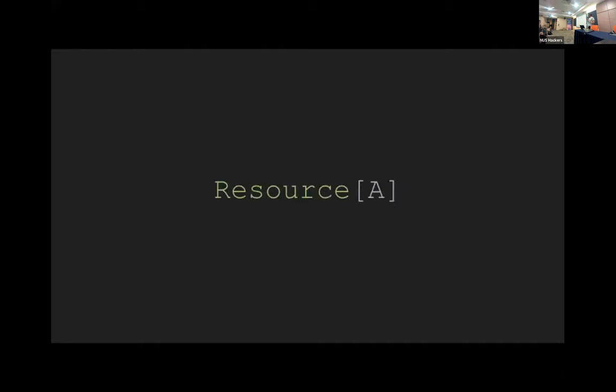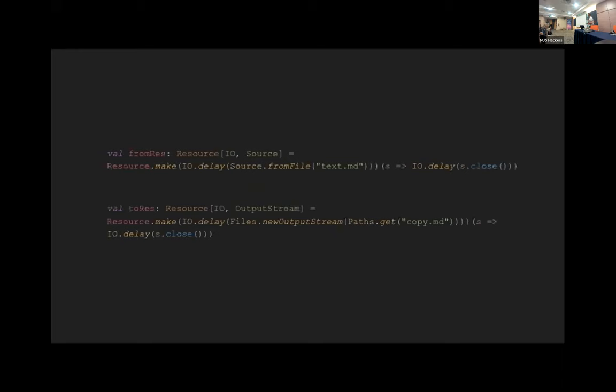There are also little nifty things that this library gives you, like for example, the Resource type. This Resource is also a monad. But at a high level, what it does is that it encapsulates three things. First is the resource itself. The second is the creation of the resource. And third is the deletion of the resource. So right here, I'll show you how to create resources. I have a resource for Source. Source is just the Scala convenience method to read from text files. And also a resource for output streams at the bottom.